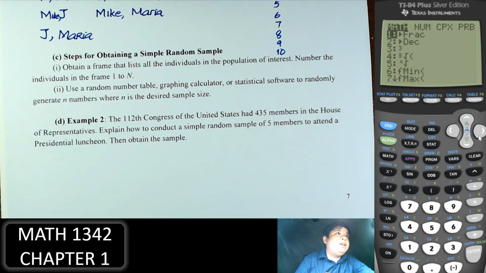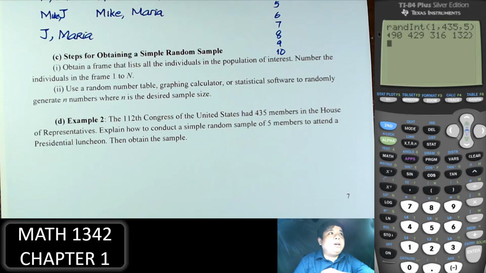Right. Let's rank them by last name, and then we're going to choose from 1 to 435, and we're going to pick 5 of them. Close it. Right. And then just go to the roster and pick out those numbers. Right.